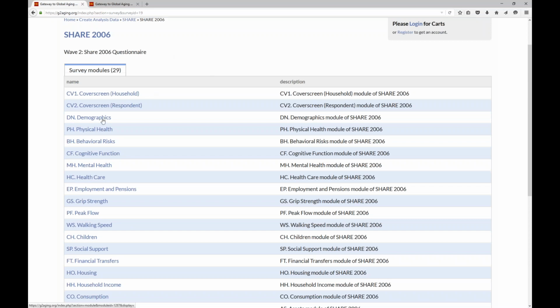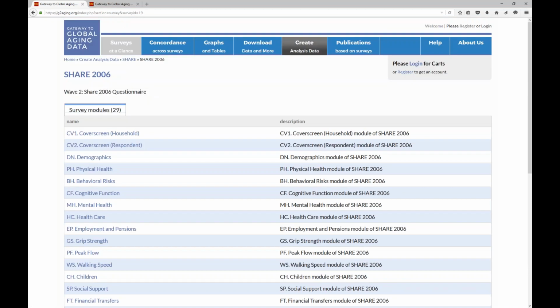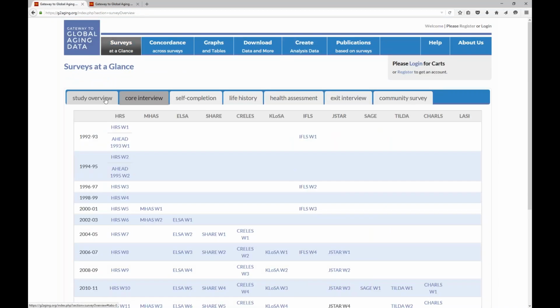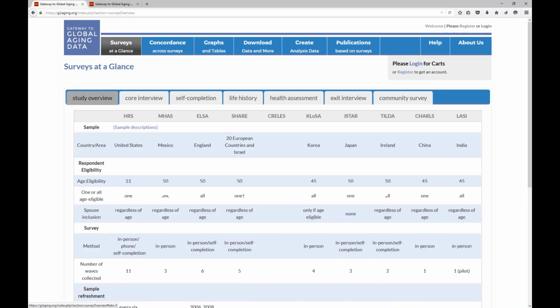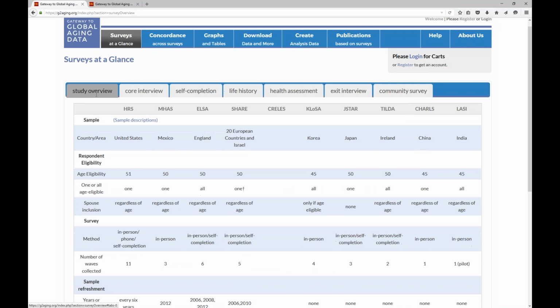They then have a demographics module and a physical health module. One more thing, if I go back to the Surveys at a Glance tab here, we have a couple other tabs. So we have a core interview tab. We also have a study overview tab, this first tab.